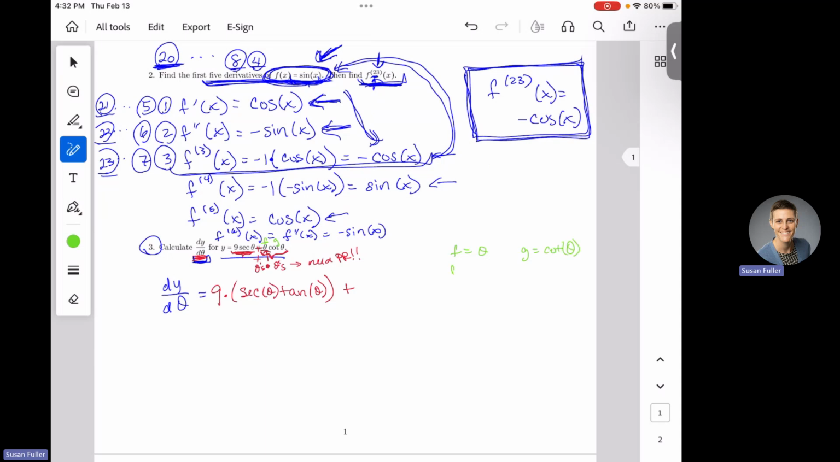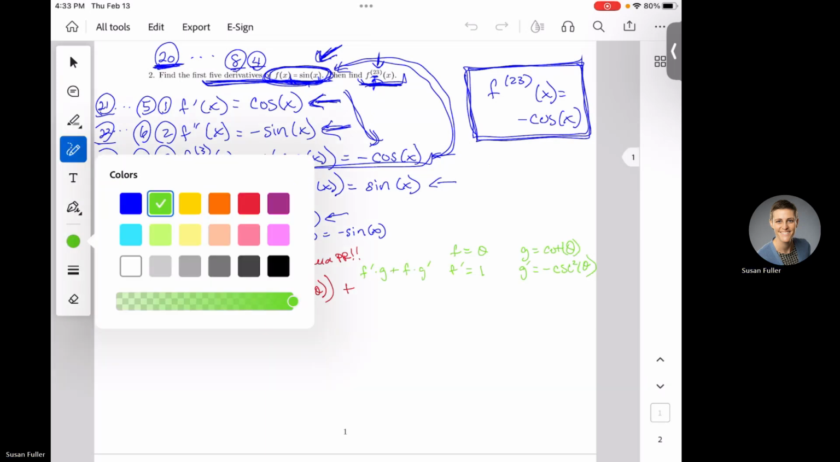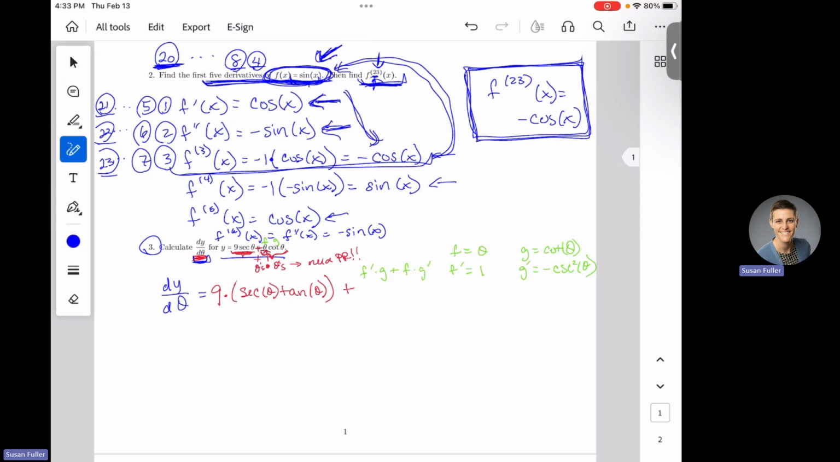And then I'm just going to find the derivatives of those. The derivative of theta, any variable by itself, the derivative is 1. And the derivative of cotangent, that's negative cosecant squared of theta. And so now we can come back and do our product rule, and we'll do f prime times g plus f times g prime. We are going to get really good at the product rule.